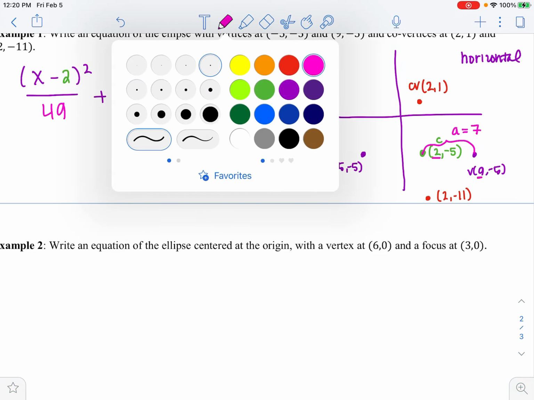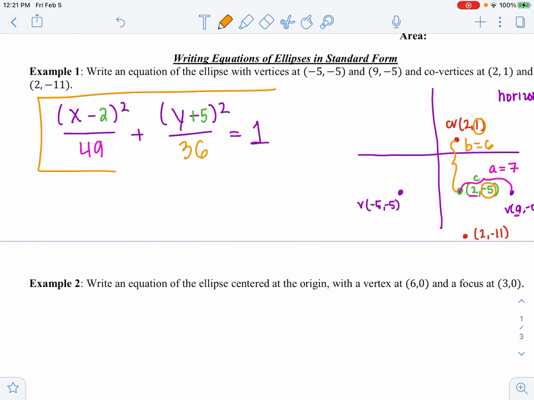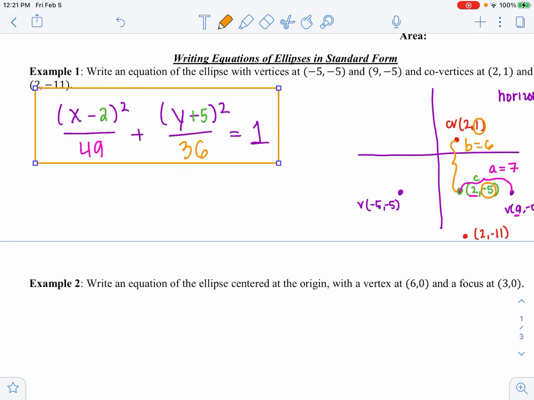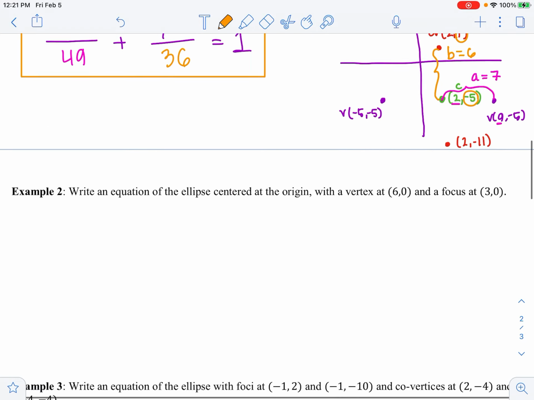All right, now I need b. b is the distance from your center to a co-vertex. So center to a co-vertex, if you look, this goes from -5 to 1. And if you're wondering why aren't you using the 2's, that's how far right it is, not up and down. Okay, -5 to 1 is a distance of 6. So b squared is 36. And there is my equation of my ellipse. So it is the easiest when you are given your vertices and co-vertices because you can easily find a, b, and your center.